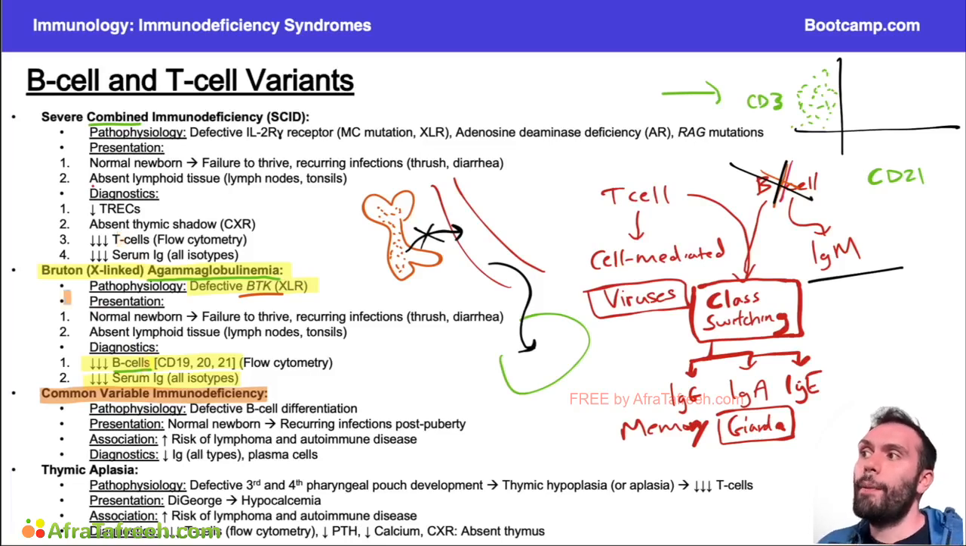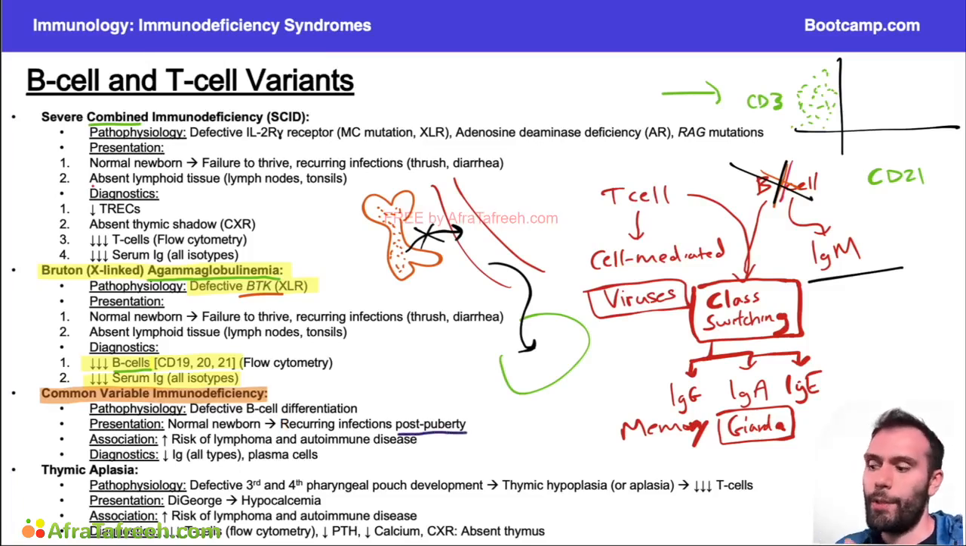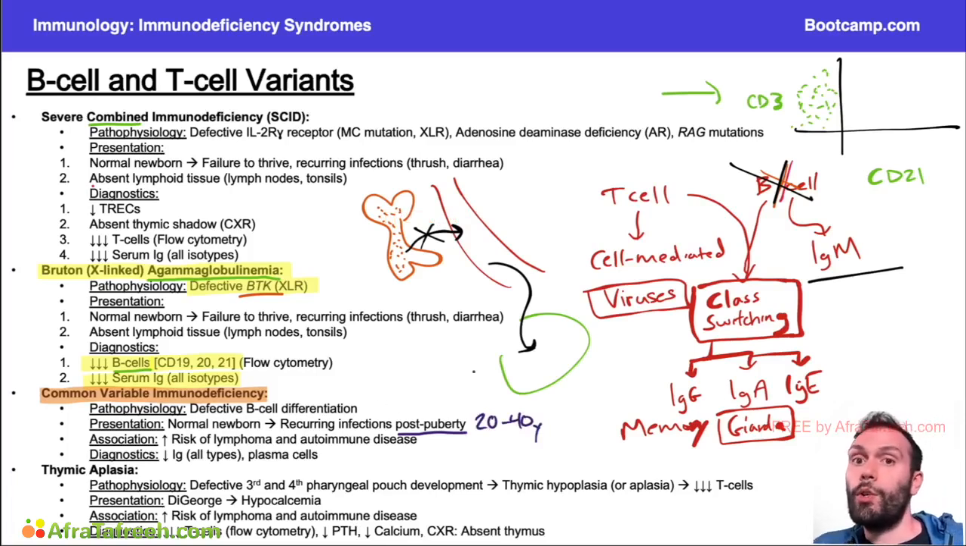But when you're talking about Bruton's and common variable immunodeficiency, the presentation actually can be relevant in that with common variable immunodeficiency, it tends to be less severe. And so these patients will typically present a little bit later in life. Usually post-puberty. The classic age range for questions is like between 20 years old and 40 years old. So if you have a patient that has recurring infections at 20 to 40 years old, and then they start giving you some clues that there's potentially very low immunoglobulins, right?